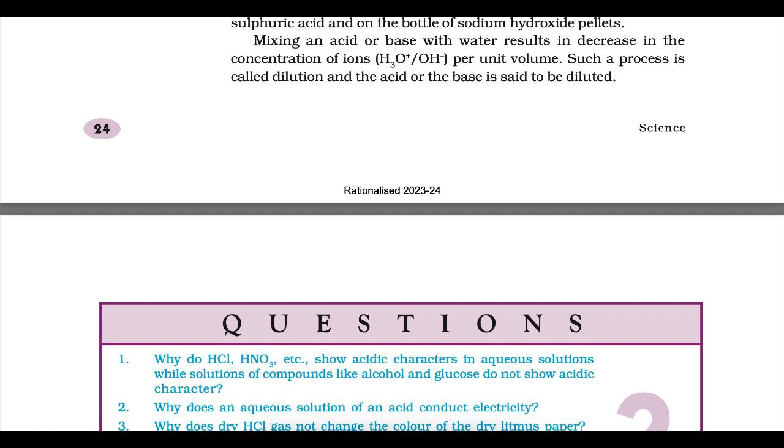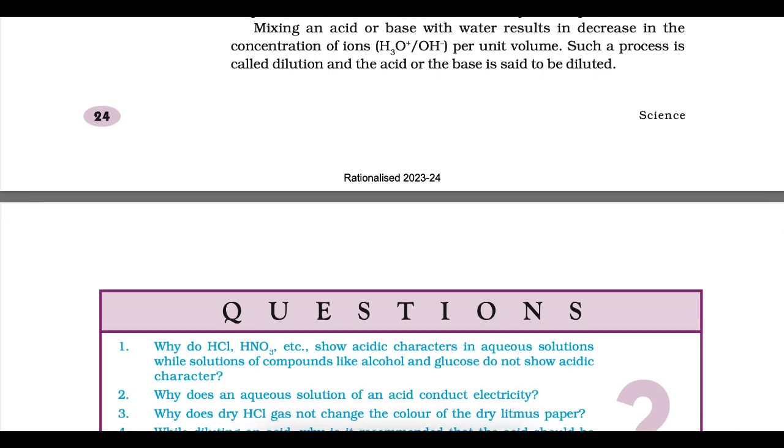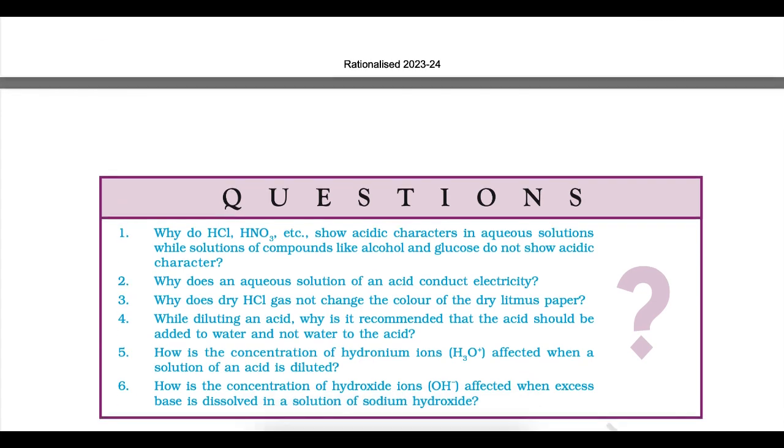Mixing an acid or base with water results in a decrease in the concentration of ions per unit volume. Such a process is called dilution and the acid or the base is said to be diluted.